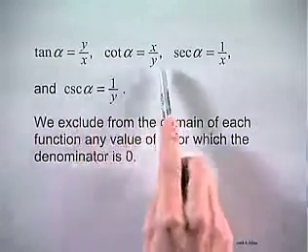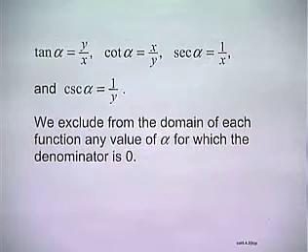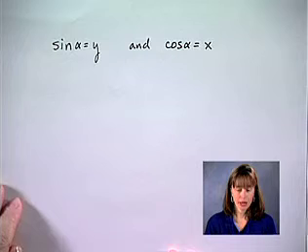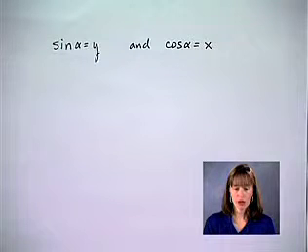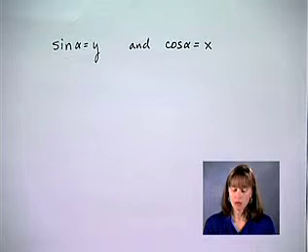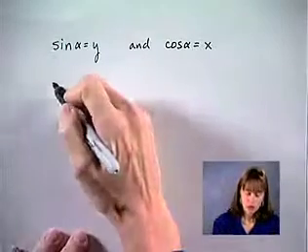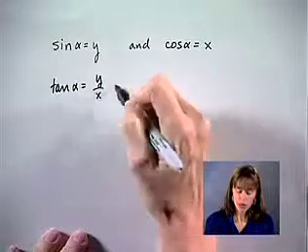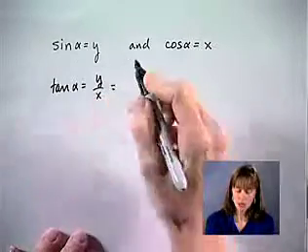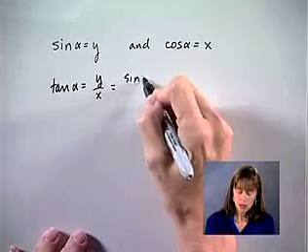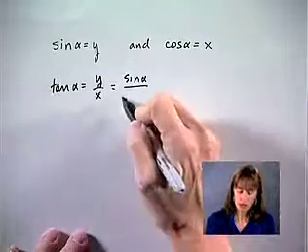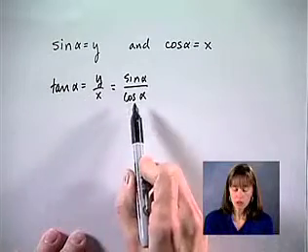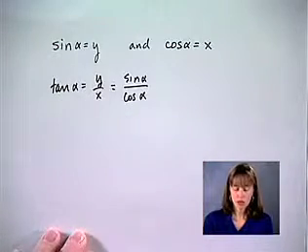Using these definitions, we can come up with some identities. Recall that for this particular angle alpha, the sine of alpha is y, and the cosine of alpha is x. Since the tangent of alpha is y over x, we can substitute sine alpha for y and cosine alpha for x. Tangent of alpha is sine alpha over cosine alpha.